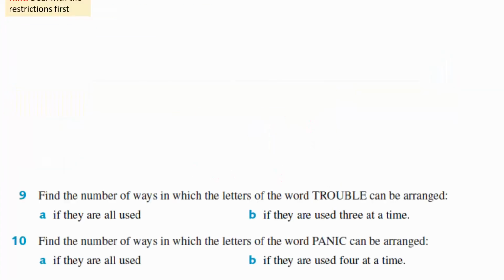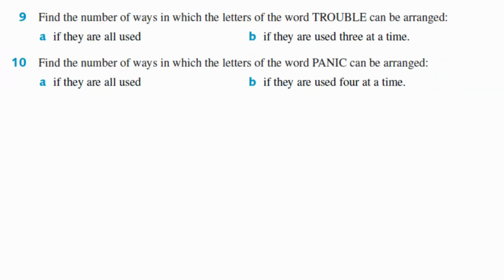But I'm going to do one more example just so we get a good feel of it. So let's do question 9. Let's do A. Find the number of ways in which the letters of the word trouble. Okay, so how many letters do we have? We've got 1, 2, 3, 4, 5, 6, 7. And they all don't repeat. I've got 7 different letters, 7 options to choose from. I want to know how many different ways it can be arranged if they are all used. Meaning that I don't repeat any of them. Because if they're all used, that means I can't repeat them, right?